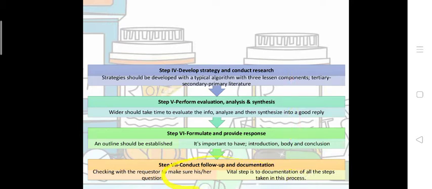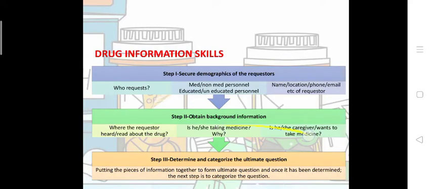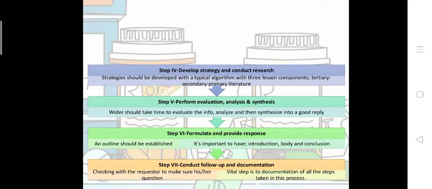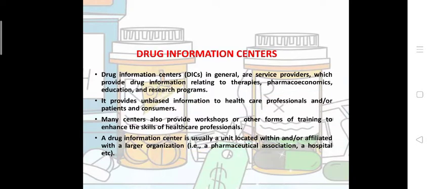These are the steps which are done, or it can be considered as the steps for conducting work for drug information services for any requester who is trying to find information for any updated drug. Okay, so these are all the steps which are considered to be an information skill in a drug information center. Okay, next.